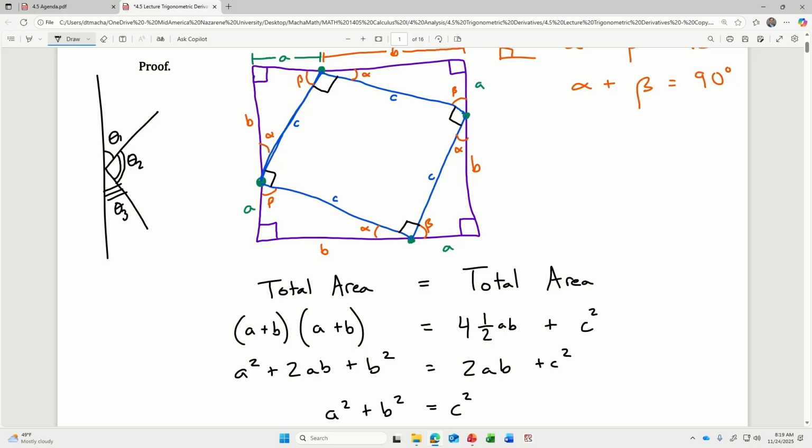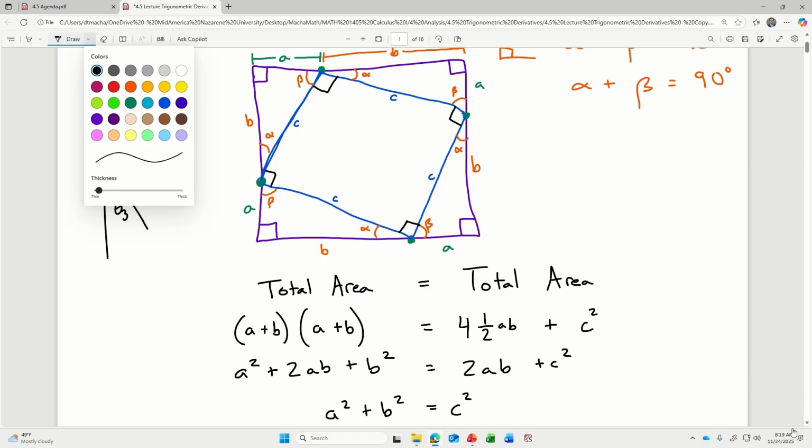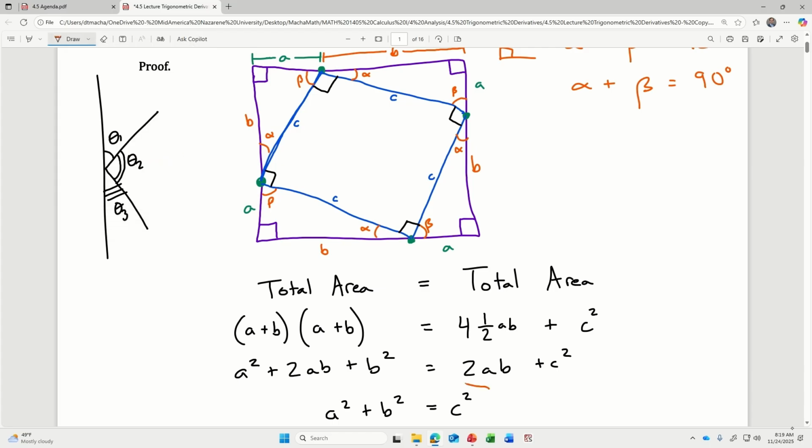I could have made that distance shorter, I could have made that distance longer, I could have made the whole square bigger, I could have made the whole square smaller. So it's completely general. It was arbitrary the way we chose the length of A and B. The only thing that we had to do is keep a right angle. And so we say this is true for all right triangles, no matter what side lengths A and B are.